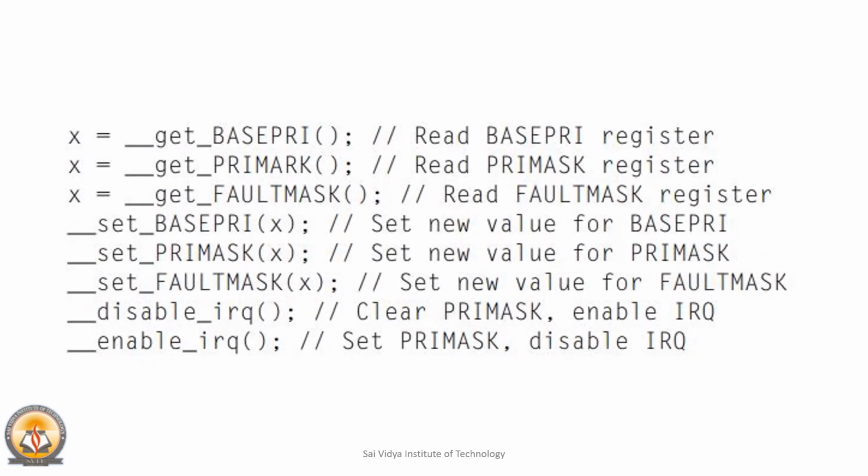These lines of code represent the high-level programming for setting or resetting the interrupt mask registers, namely the BASEPRI, the PRIMASK and the FAULTMASK. In the first 3 lines of code, we get the values of BASEPRI, PRIMASK and FAULTMASK into a variable x. So by setting the variable x for either of the 3 registers, we can either set the value or reset the value. The last 2 lines of code, using the __disable_irq or __enable_irq, are used to set or clear the PRIMASK register.